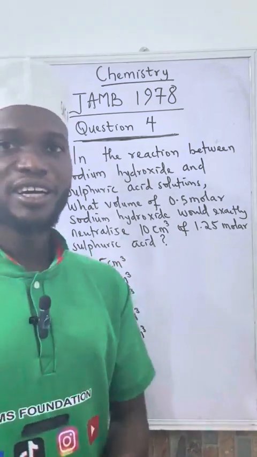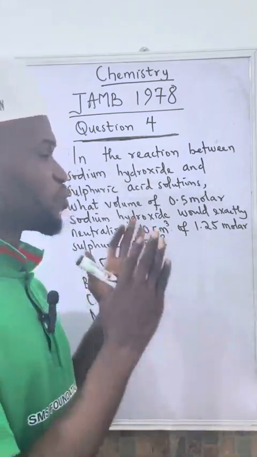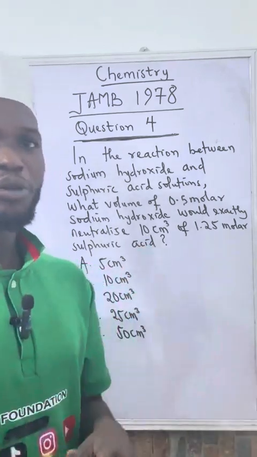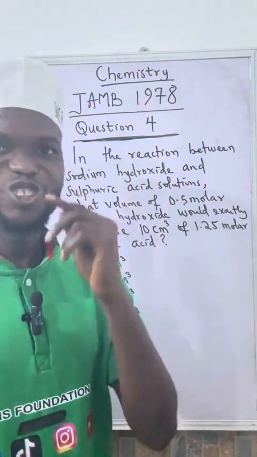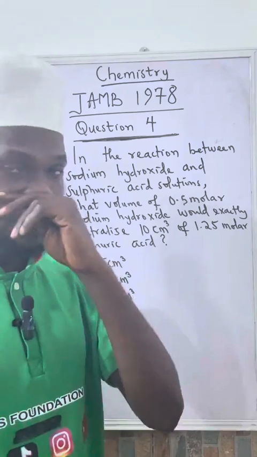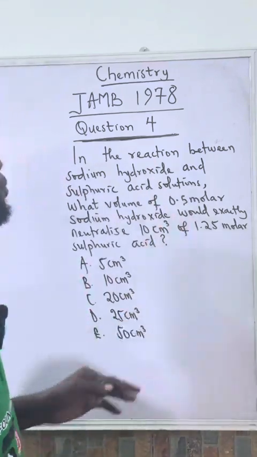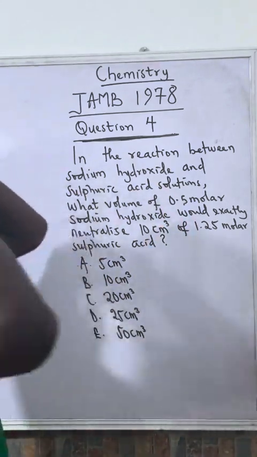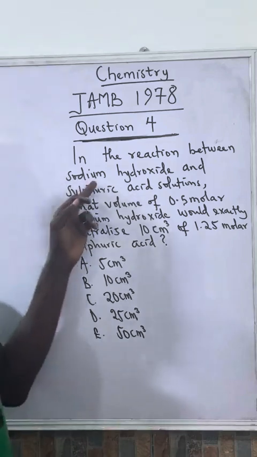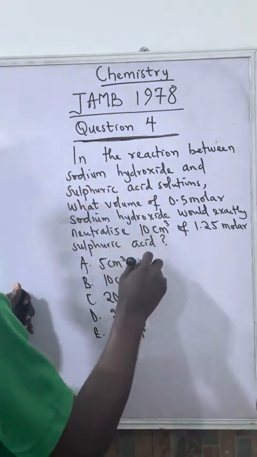If you remember the titration formula, this question becomes so easy for you. But before anything, we need to first write a balanced chemical equation for this reaction. So let's write the balanced chemical equation. This is a reaction between acid and base. First of all, we have sodium hydroxide. This is NaOH.